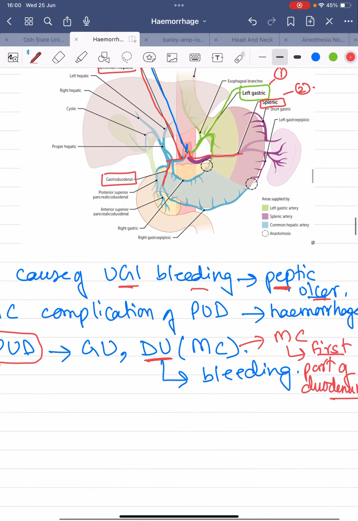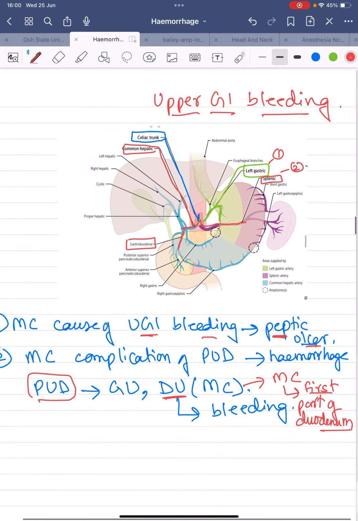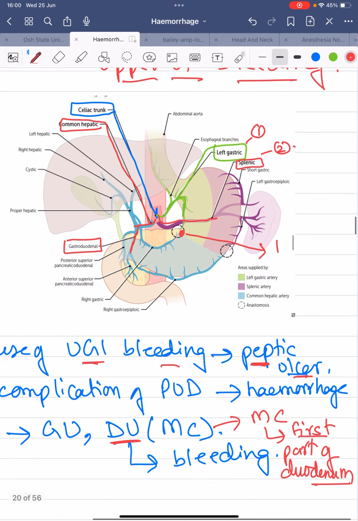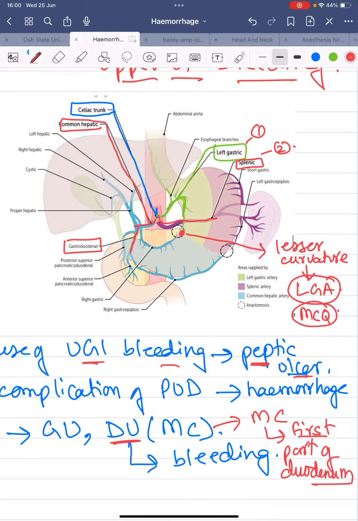Now three clinical scenarios you must remember. If the ulcer is present along the lesser curvature of the stomach, which artery is going to bleed? Answer is left gastric artery. This is your MCQ number one. Second, if the ulcer perforates posteriorly in the body of the stomach, which artery is going to bleed? Answer is the splenic artery.